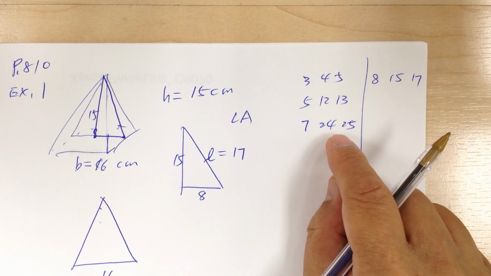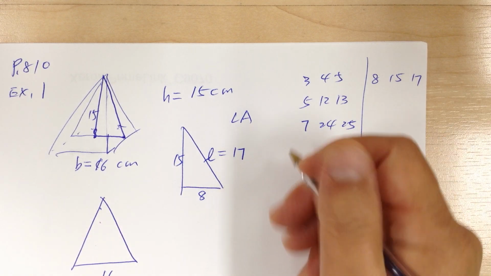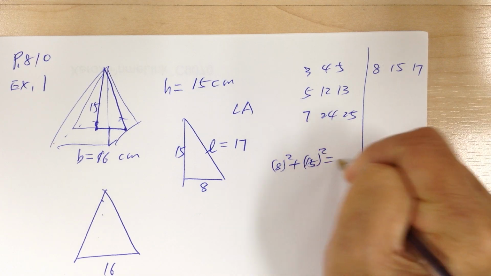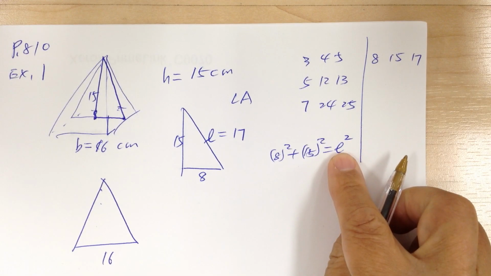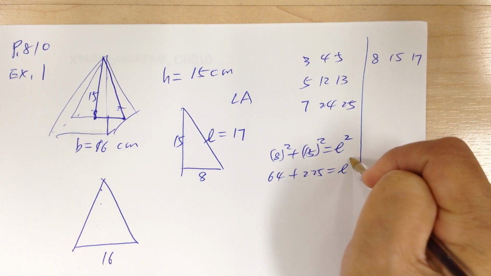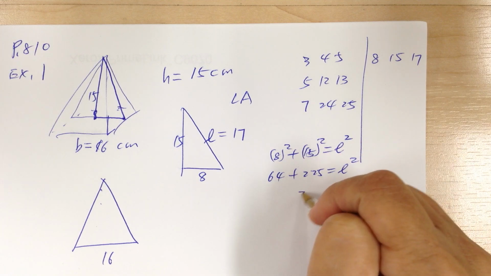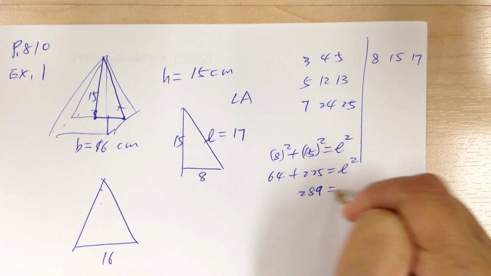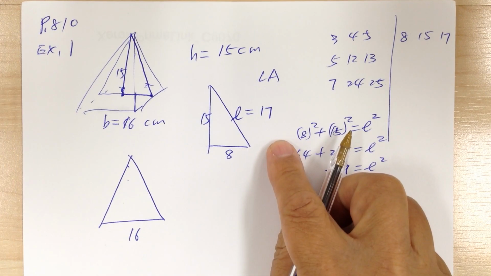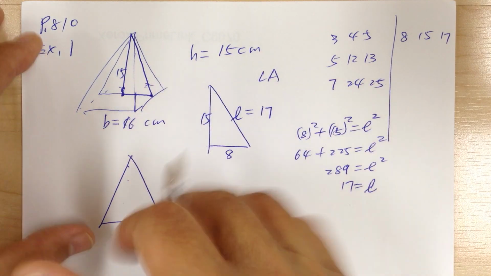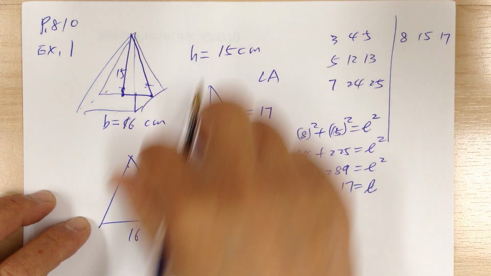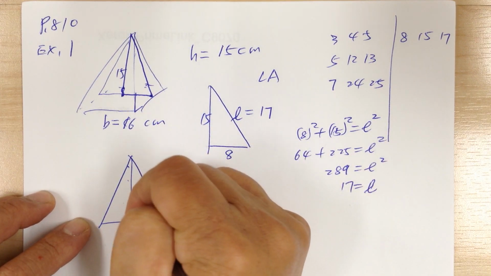Now, if you don't remember that, then you have to do the Pythagorean theorem the long way. You have to go a squared plus b squared equal to c squared. 64 plus 225 equal to L squared. You're going to get 289 equal to L squared. So L equal to 17. Once you find L, you have to turn this face around. So this one you put over here. So this is L, 17.